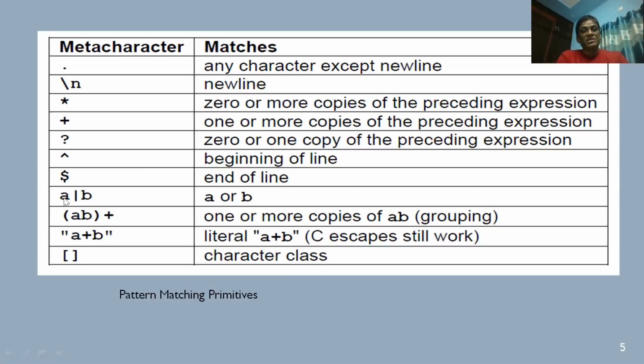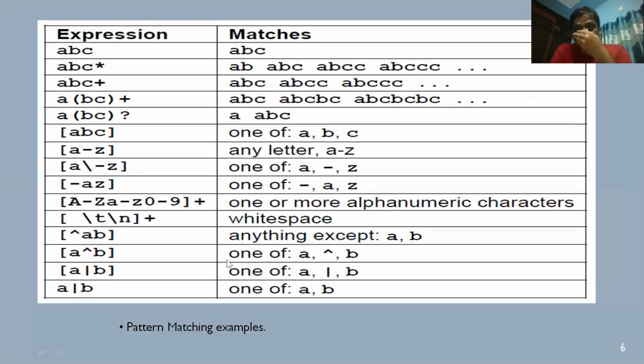This pipe symbol specifies that it is the preceding one or the second one, A or B. The meaning is A or B, and you can write any number of characters separated by the pipe symbol. And AB plus means one or more copies of AB. That means AB, AB, AB, and so on. This is a string literal, which simply represents a constant string. And finally, when you want to combine more than one character, you use this pair of angle brackets, which are used to represent a character class. So these are all the meta characters used in Lex programs.